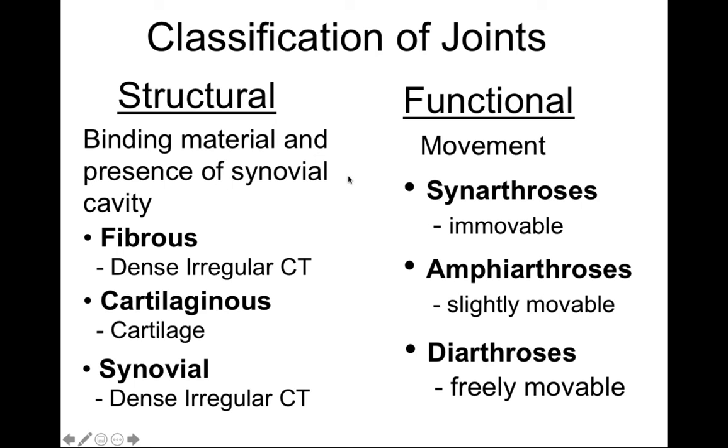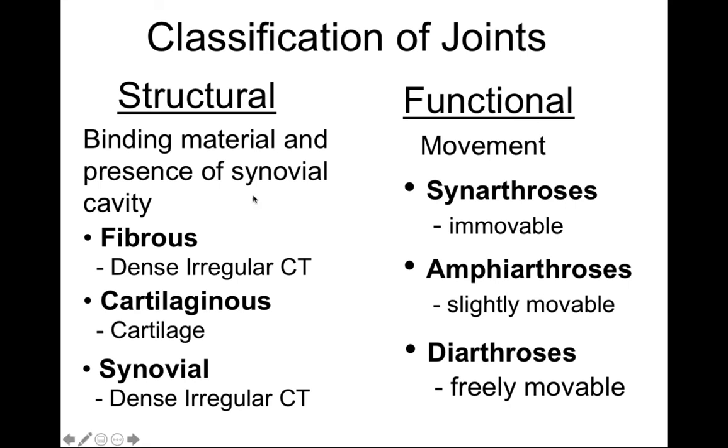And I should probably mention that of these two factors, we want to assess the presence of a synovial cavity first. There are three types of structural classifications to our joints: fibrous joints, cartilaginous joints, and synovial joints. Each of these joints will either have or will not have a synovial cavity, and will have some type of connective tissue that brings the joint together.